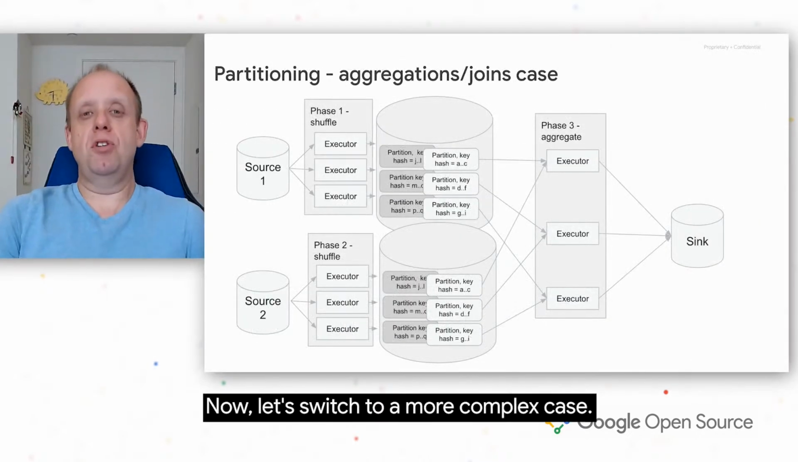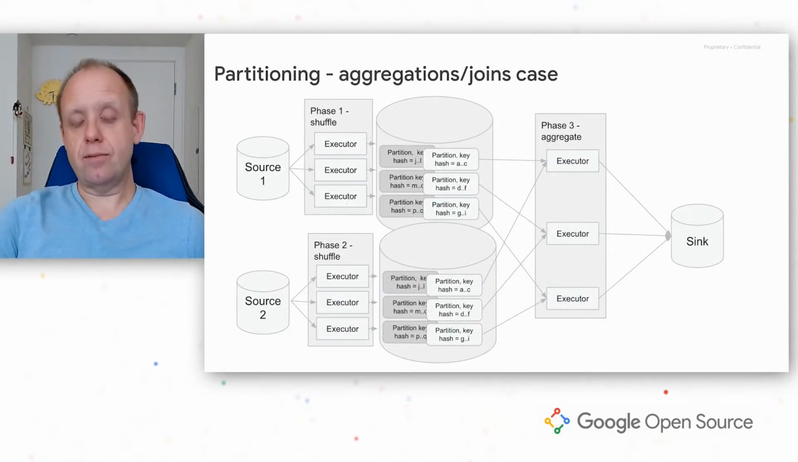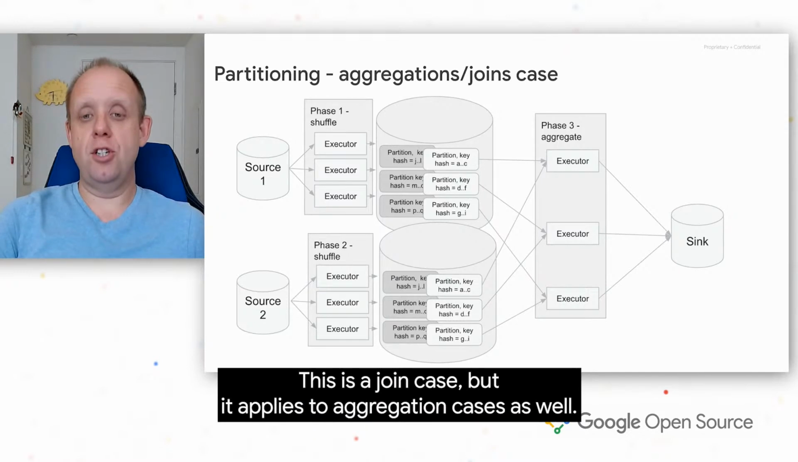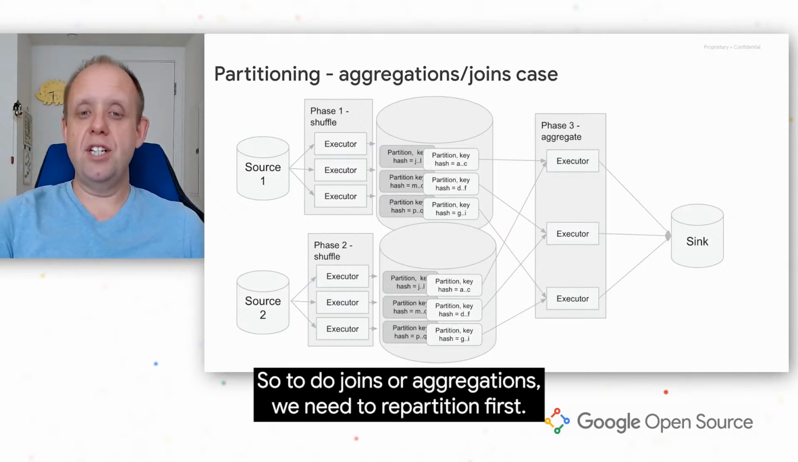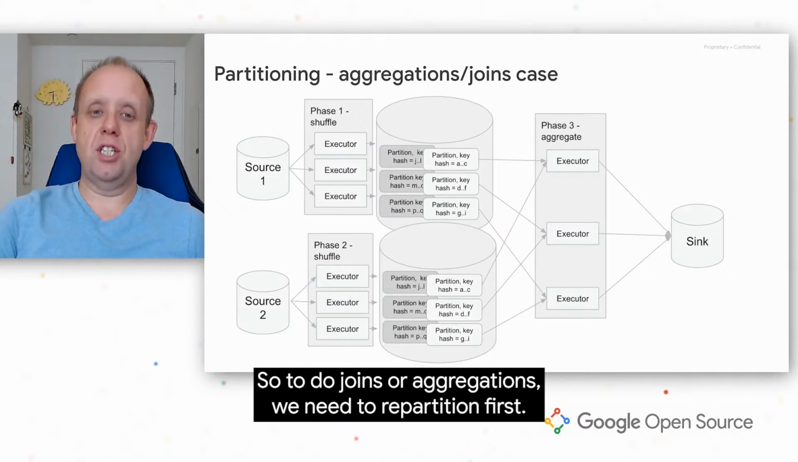Now, let's switch to a more complex case. This is a join case, but it applies to aggregation cases as well. So to do joins or aggregations, we need to repartition first.